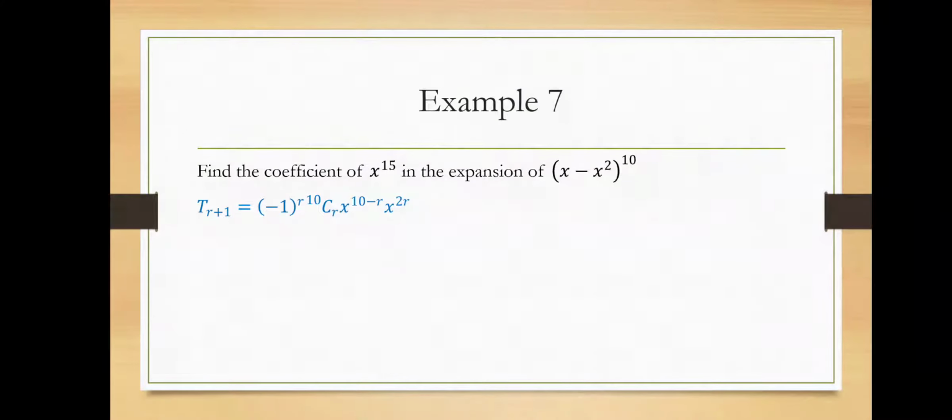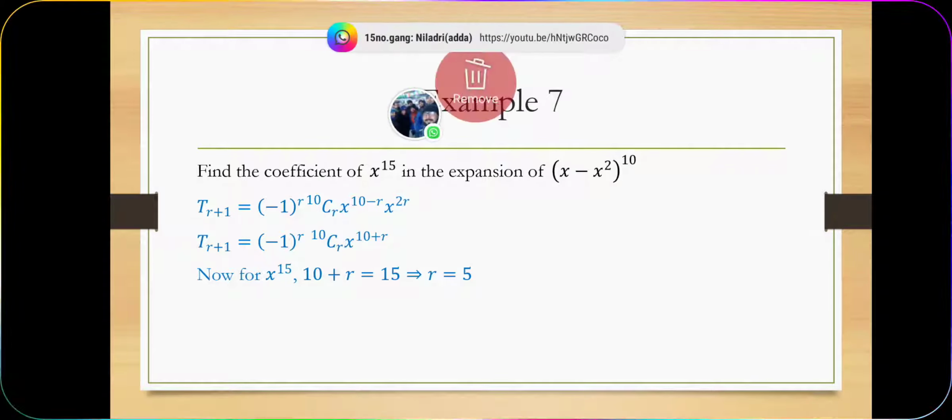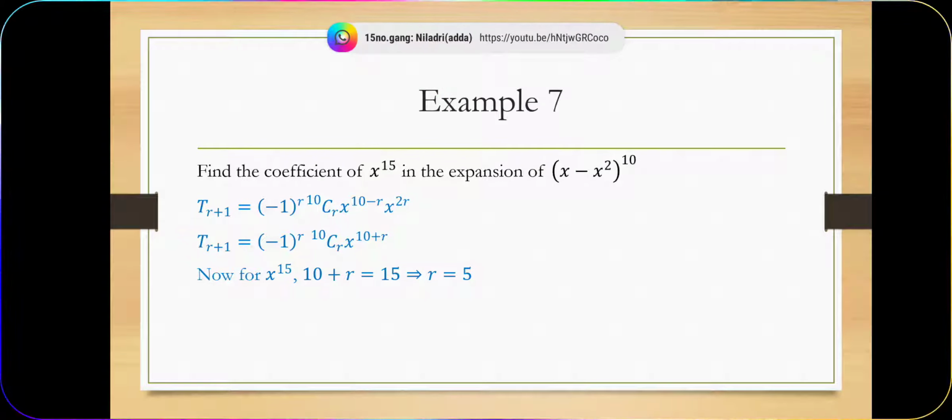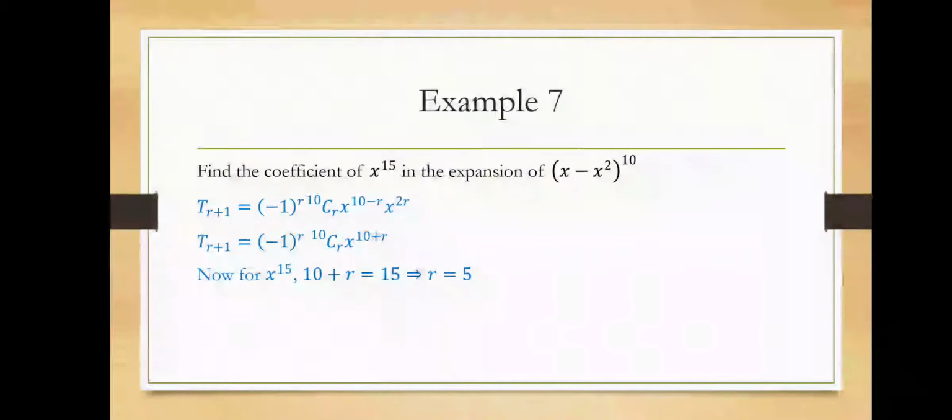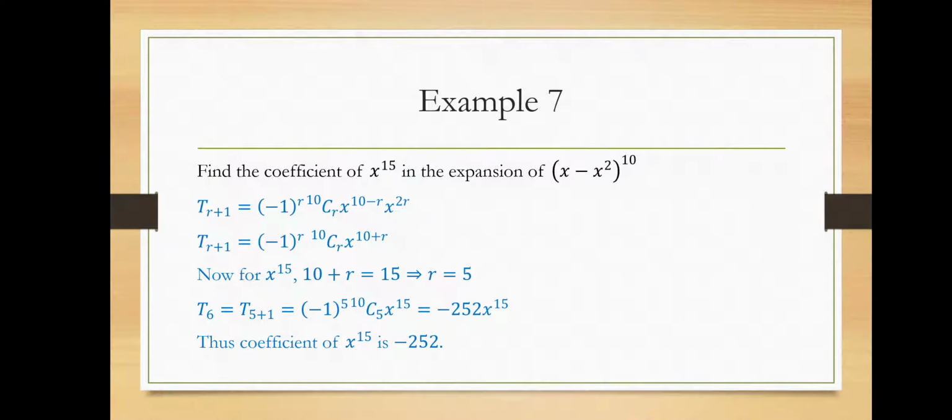So basically this is your general term, clubbing all the power, this is what we get, and then equating it to 15. Equating this to 15, I get the value of r as 5. So therefore to find the coefficient, all I need to do is put the value of r as 5, do our calculation, it comes out to be minus 252x to the power 15. So that means the coefficient is basically minus 252.